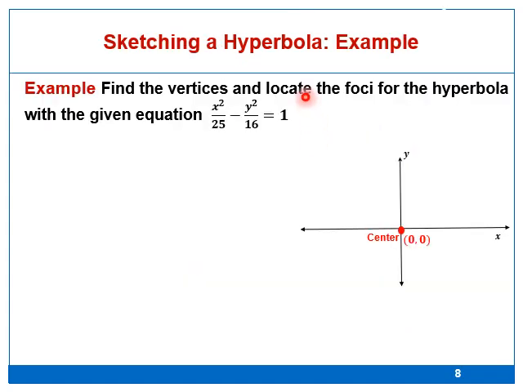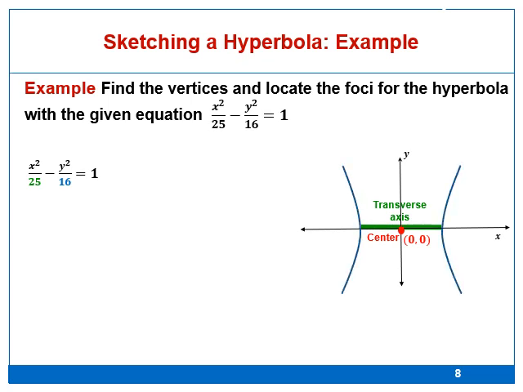In this example, we are going to sketch this hyperbola. First of all, we note that this is a standard form equation, so the center is at the origin. Second, x squared is positive, so this hyperbola has a horizontal transverse axis, and the hyperbola cuts the horizontal axis in 2 points, which are its vertices. The number below the x squared defines the a squared, so a squared is equal to 25, giving a equal to 5.